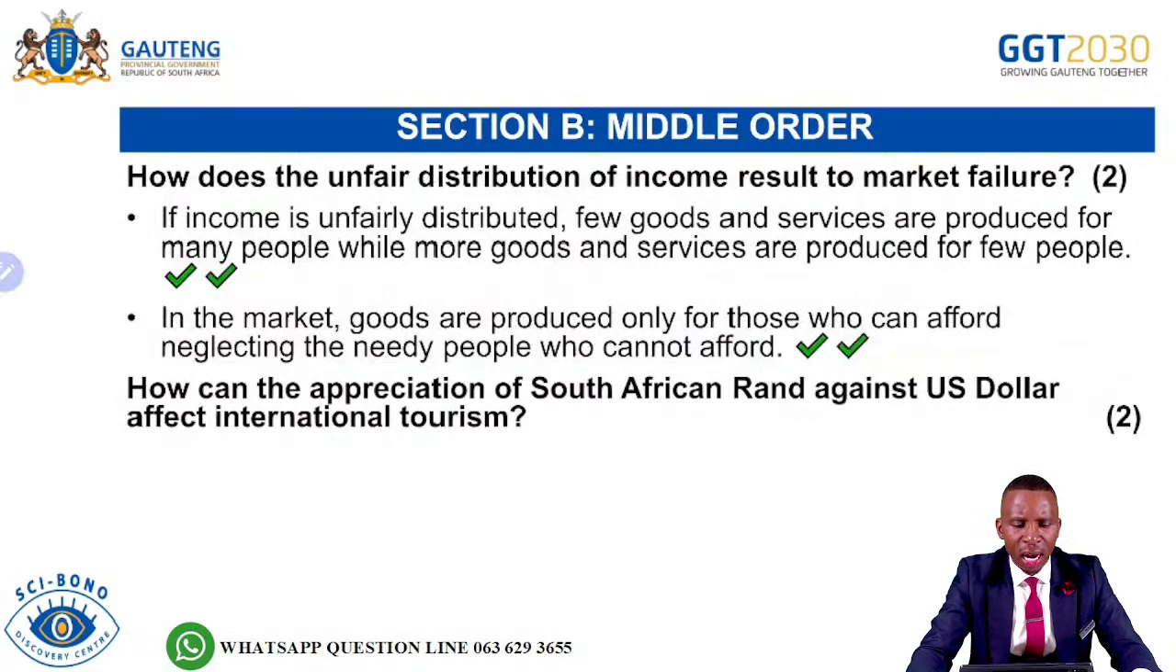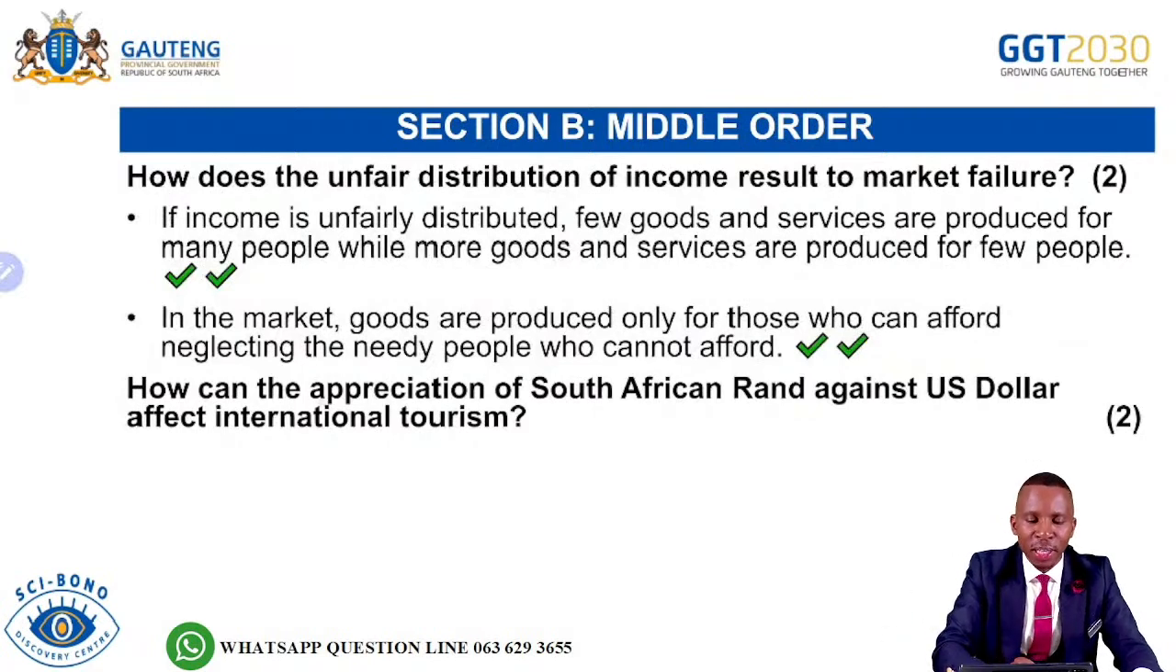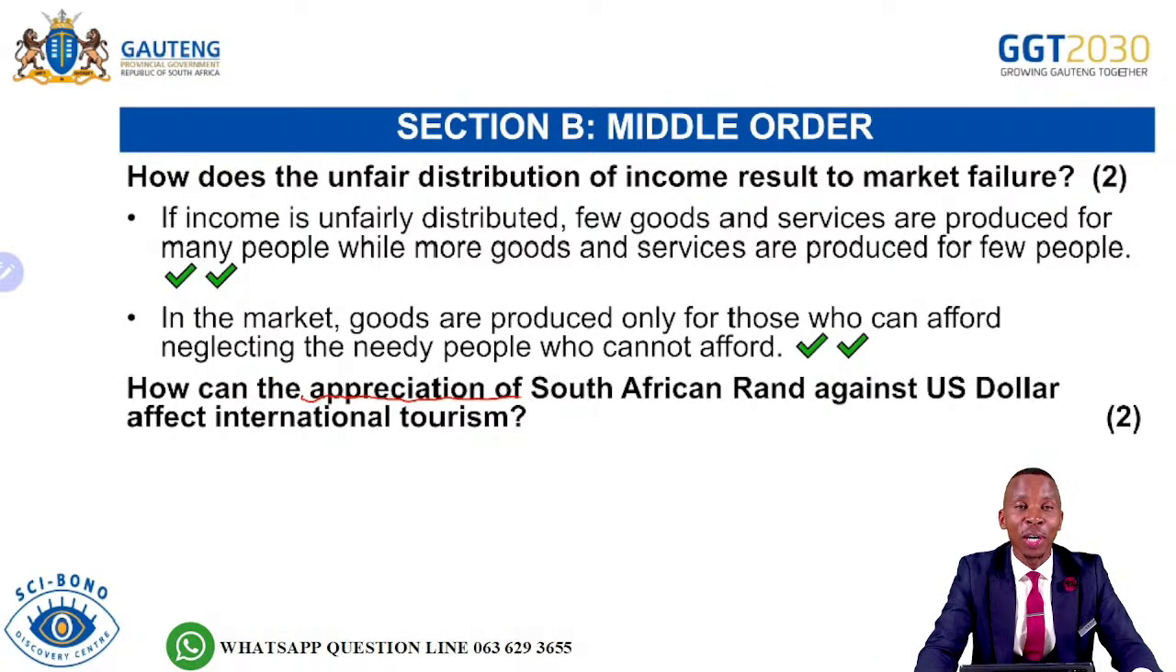How can the appreciation of the South African rand against the US dollar affect international tourism? Now you go straight. You thought you were done with paper one, it is back here. We have appreciation of the currency. So if our currency is strong, how does that affect international tourism? Check this. We have the inbound and outbound. If our currency is too strong, that means we can afford more of the foreign currency, so South African tourists can easily tour foreign countries because they can afford the foreign currency much more easily.